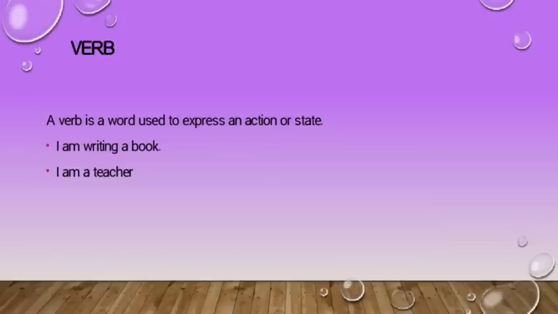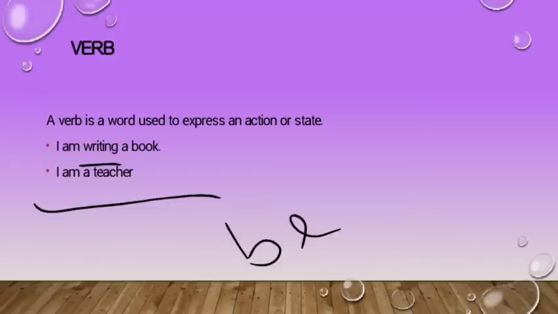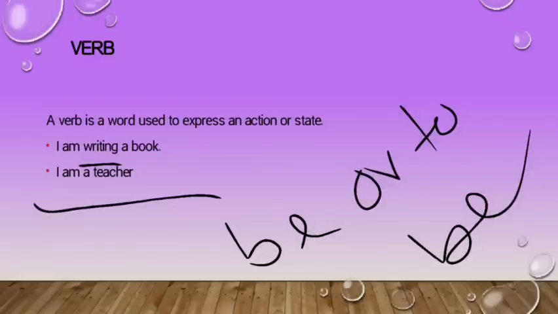So let's have a look into this example. I'm writing a book. Now writing is an action, so I have underlined writing. The second sentence is: I'm a teacher. Now can you tell me which is the verb? The verb in this sentence is am. That is basically the verb be, or to be, but we say I am, you are, etc.